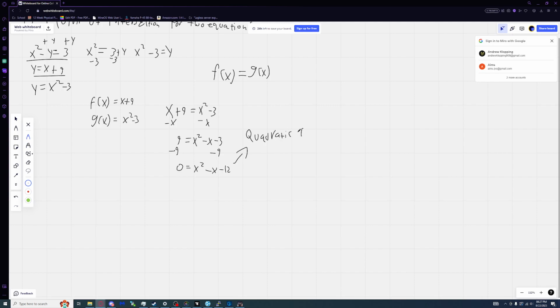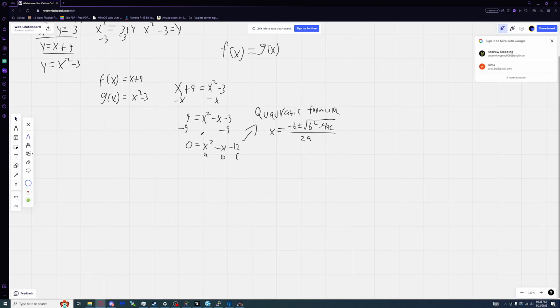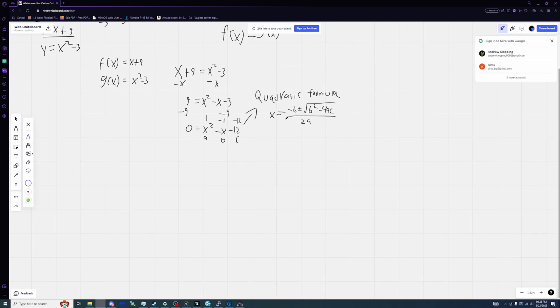And now, as you know, the quadratic formula is x is equal to negative b, where b is this term here, plus or minus the square root of b squared minus 4a c, where a is the term here and c is the term here, all over 2a. So to do the quadratic formula, all you have to do is plug in the coefficients of these values. The coefficient here is 1, here is negative 1, and here it's negative 12. So we're going to plug that in real quick.